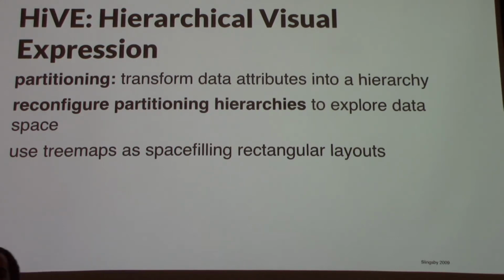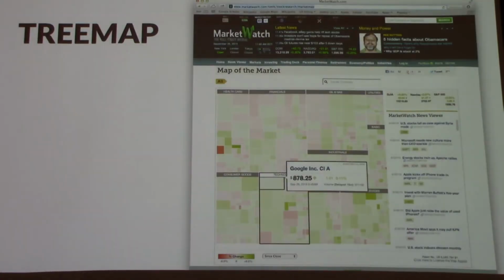And a system that really explored how far you can take this is Hive, the hierarchical visual expression visualization technique. This is really about partitioning data based on a hierarchy, and then reconfiguring these partitioning hierarchies to explore the data space. And they use tree maps as space-filling rectangular layouts.